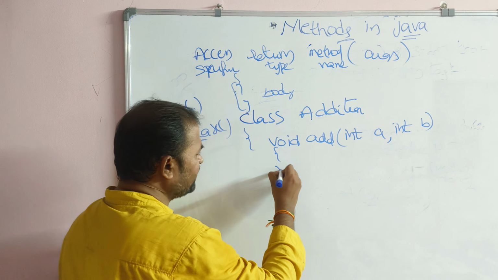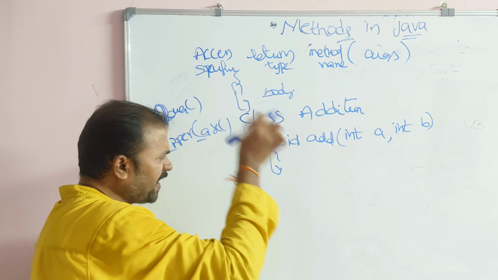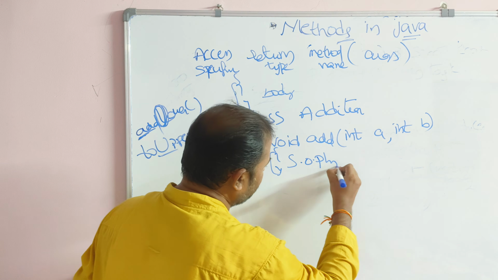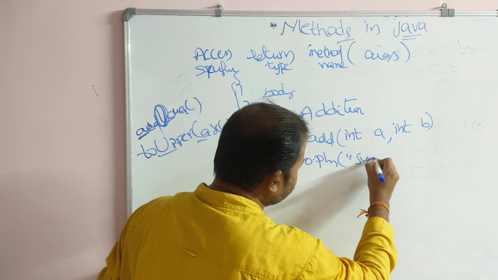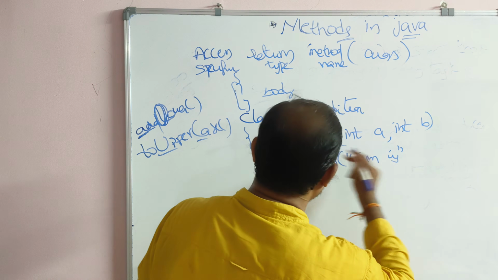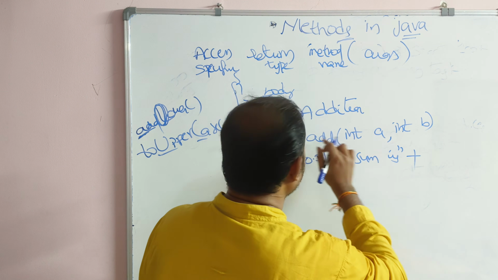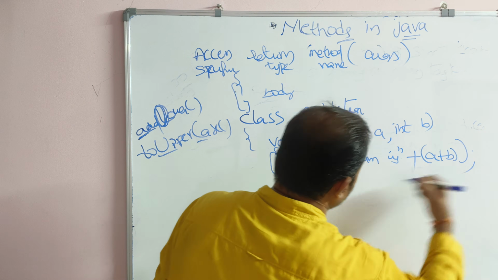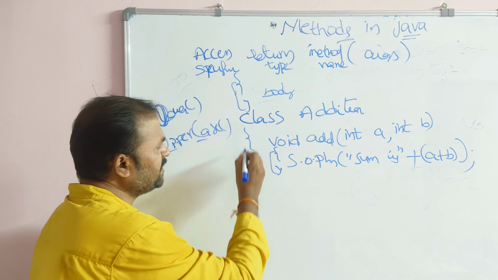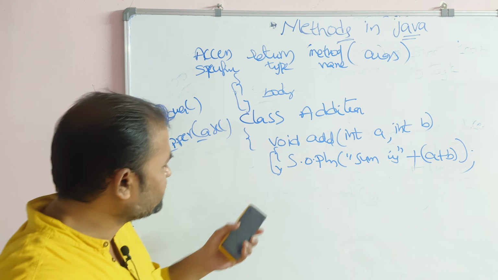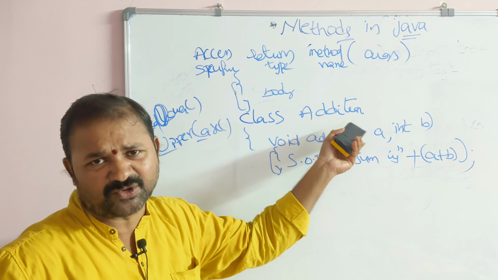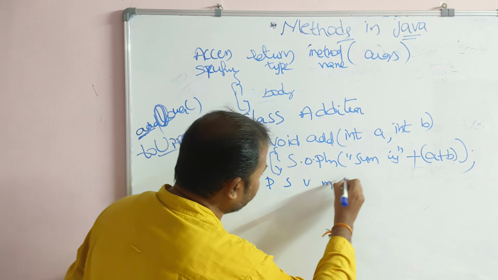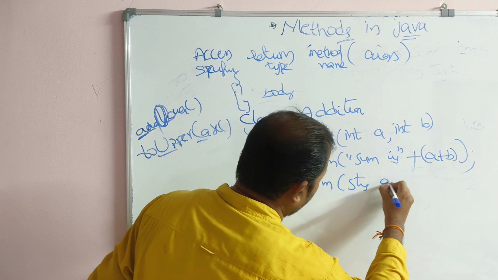Okay, so here the return type is void, so we have to display the output here only. So System.out.println. What is the output? "Sum is" plus, what is the result? We have to add the numbers. So "Sum is" plus a plus b. Next, to close, define the main method in this class only. So public static void main, String args.